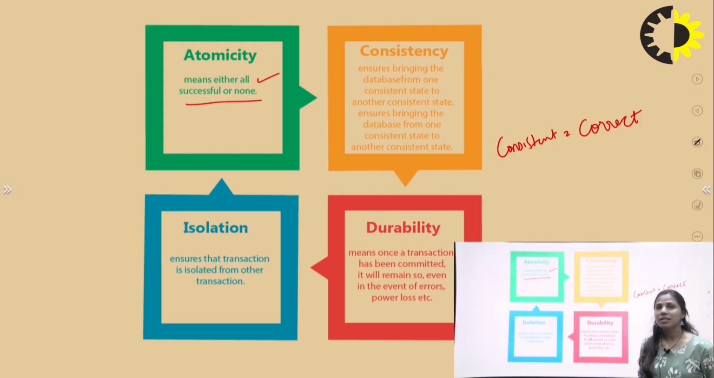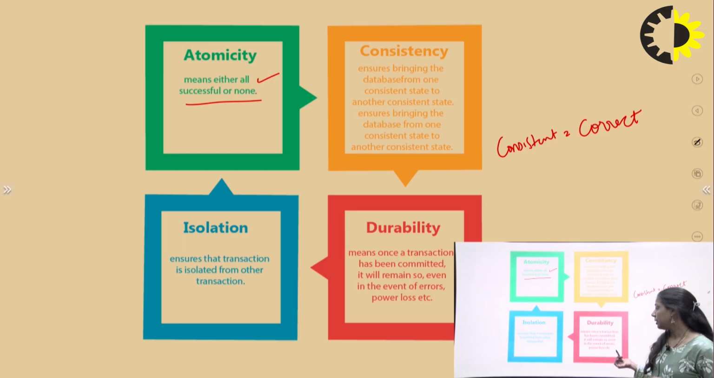Now, the next term is isolation. Isolation ensures that the transaction is isolated from the other transactions. It means the values are not updated in both transactions at once. So these are the values which are isolated from the other transactions.